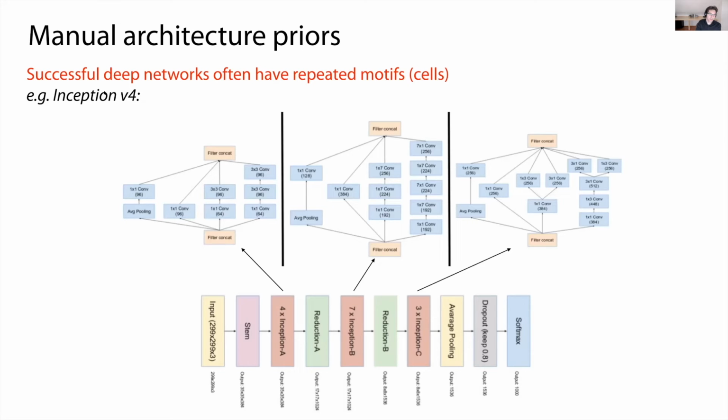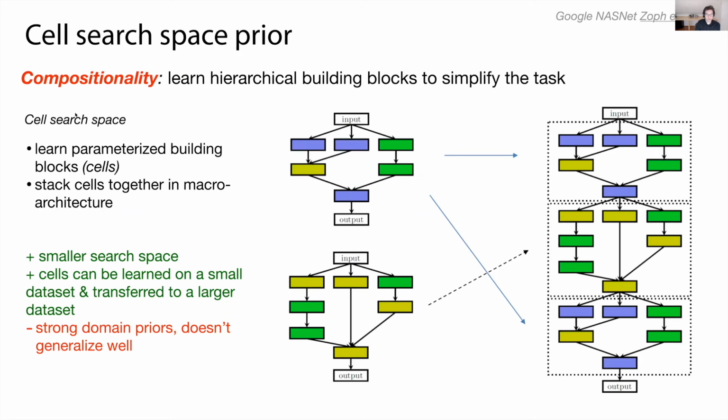For instance, if you look at Inception, you can see it starts with input and stem, and then it has 4 of these inception cells, then a reduction cell, and then 7 of these inception cells, and then again a reduction cell, and so on. So these cells are repeated, right? And that apparently makes models work well. So let's use that as a prior. And this is called the cell search space.